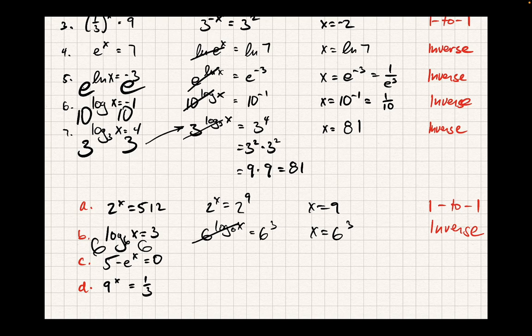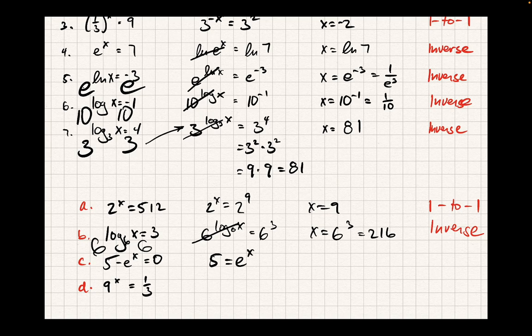Donovan, can you help me with C? Yeah, I can attempt to. I think you first want to move 5 to the other side, right? Yep. So negative e to the power of x equals negative 5. Like that?